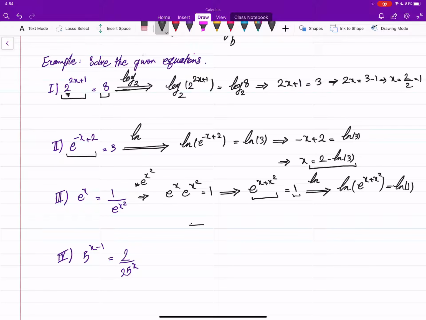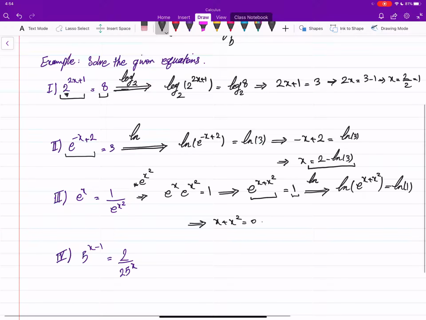The inverse function property says that ln of e to the power something is that something. And ln of 1, in every base, log applied on 1 gives 0. Now we have no exponential term. This is quadratic. Indeed, we can solve this by factoring out x. Then we have either x is 0 or x is negative 1. We have two solutions for this.